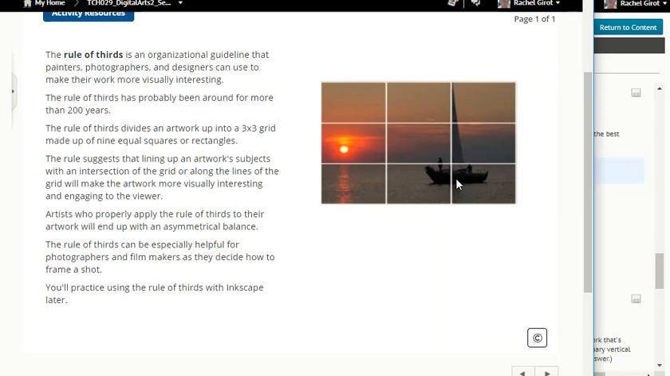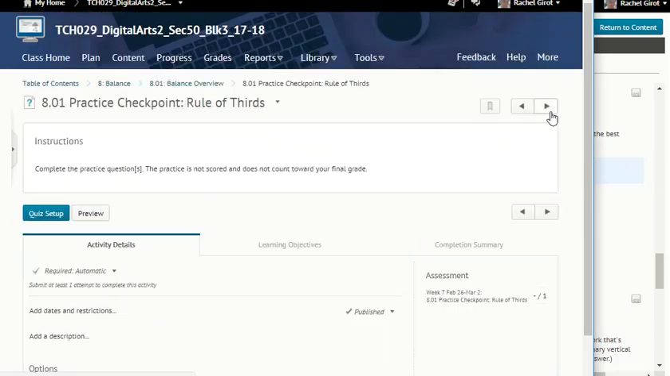Artists who properly apply the rule of thirds to their artwork will end up with an asymmetrical balance. So asymmetry is good. It's not boring. Sometimes symmetry can be boring. The rule of thirds can be especially helpful for photographers and filmmakers as they decide how to frame a shot. You'll practice using the thirds with Inkscape later.